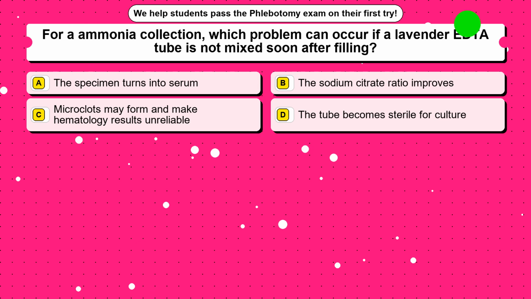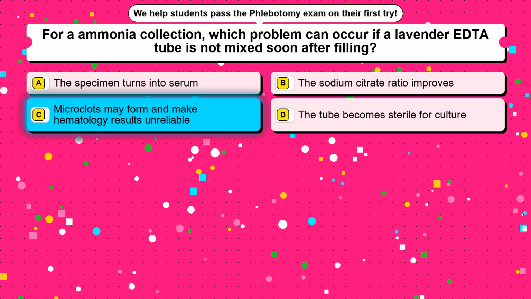Question 54. For an ammonia collection, which problem can occur if a lavender EDTA tube is not mixed soon after filling? Option A. The specimen turns into serum. Option B. The sodium citrate ratio improves. Option C, microclots may form and make hematology results unreliable. Option D. The tube becomes sterile for culture.